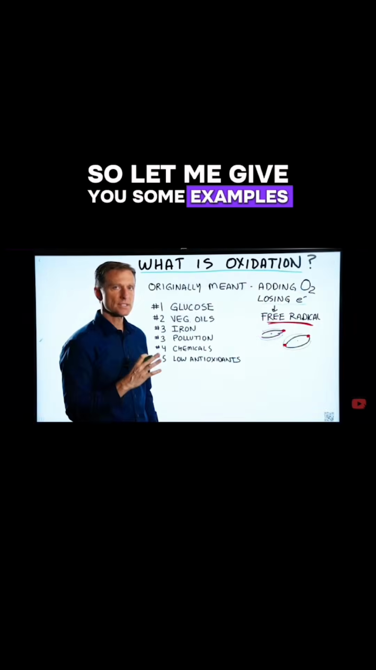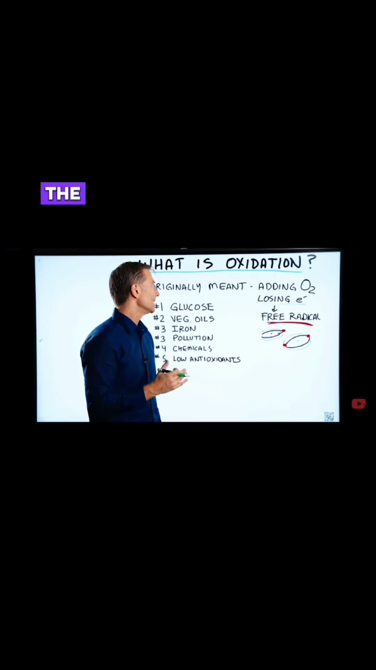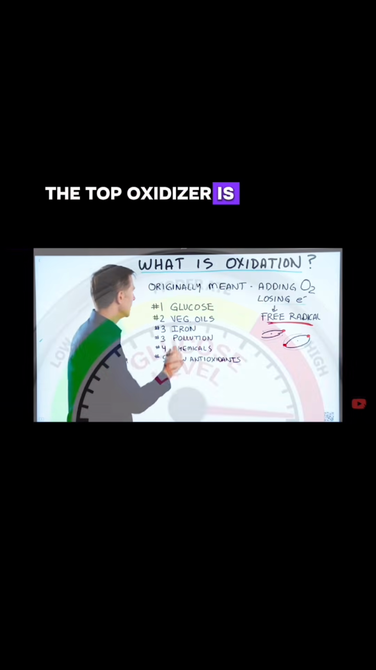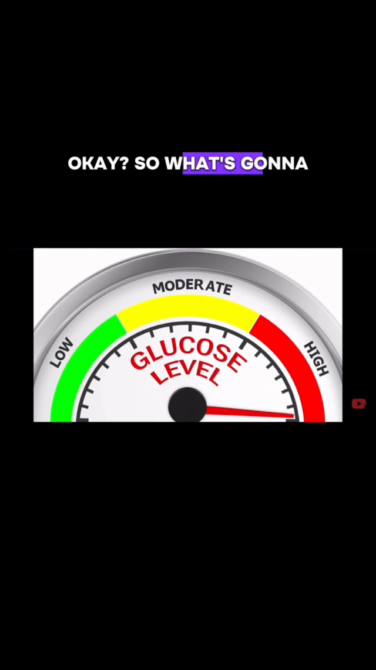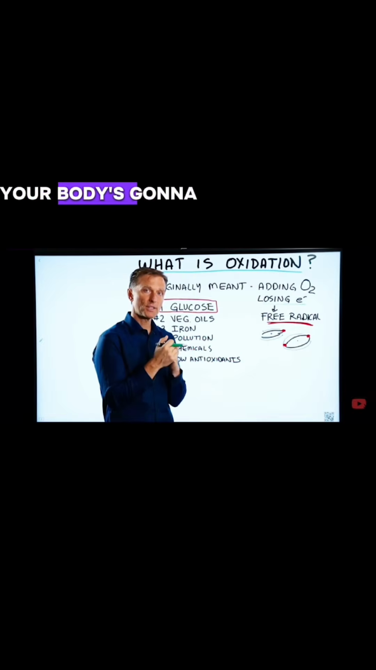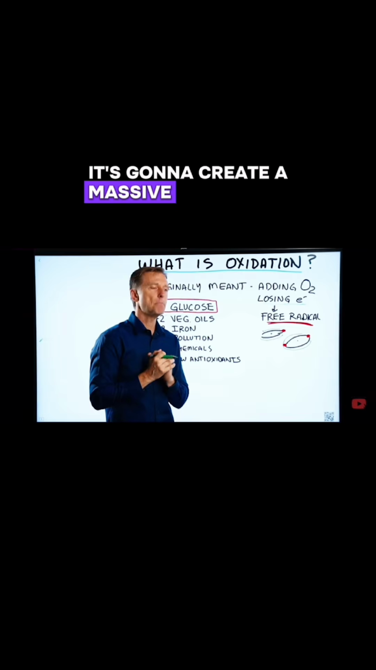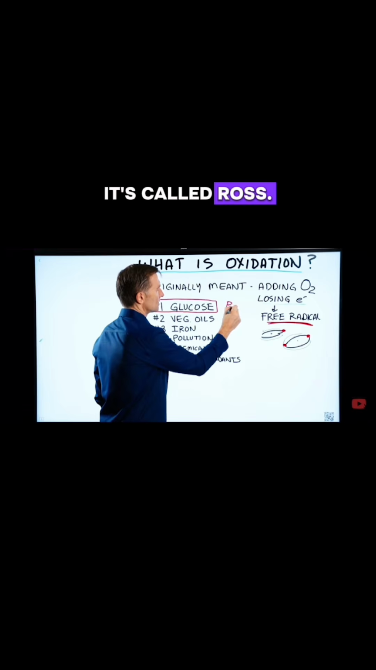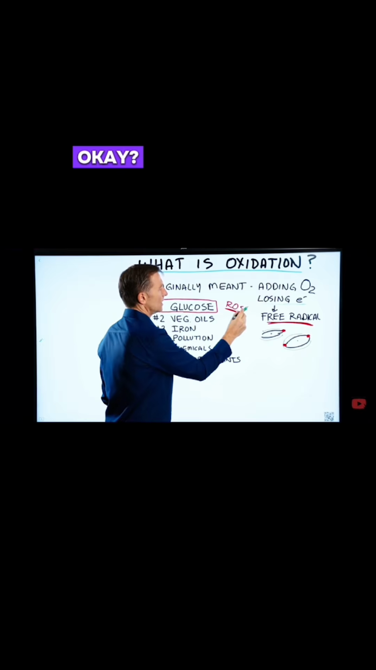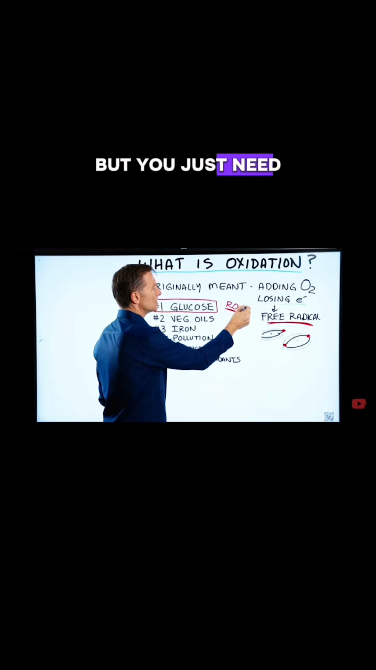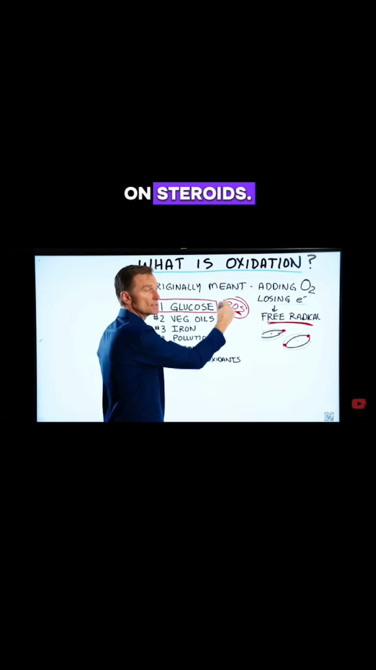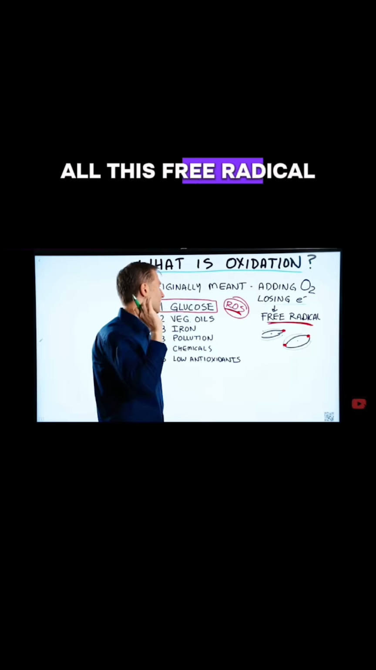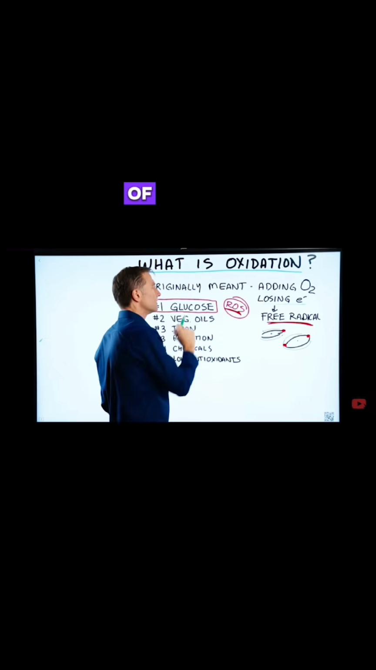So let me give you some examples of an oxidant. The top oxidizer is glucose, okay? So what's going to happen if you have high sugar in your blood, your body's going to metabolize that. It's going to create a massive amount of oxidation, okay? It's called ROS, okay? You don't need to know the long term, but you just need to know this is oxidation on steroids. So you have all this oxidation, all this free radical damage from consuming a lot of glucose.